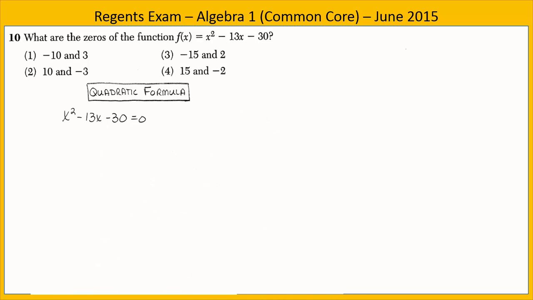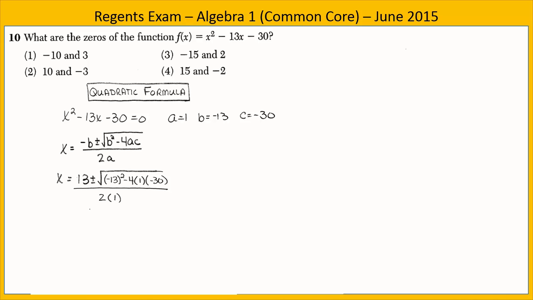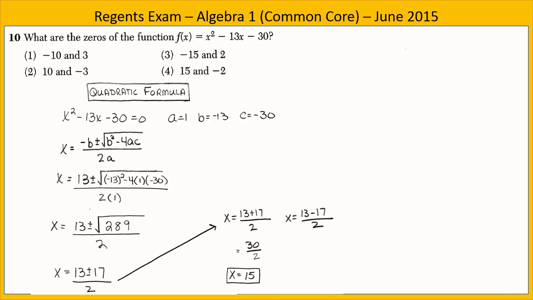Another way we could do this is by using the quadratic formula. Set the equation equal to 0, identify the a, b, and c value, and substitute into the formula and solve. When we do that, we find that x equals 15 and x equals -2. Those are the zeros. Again, choice 4 is our answer.